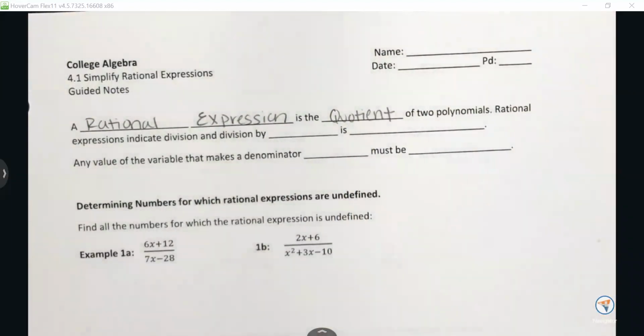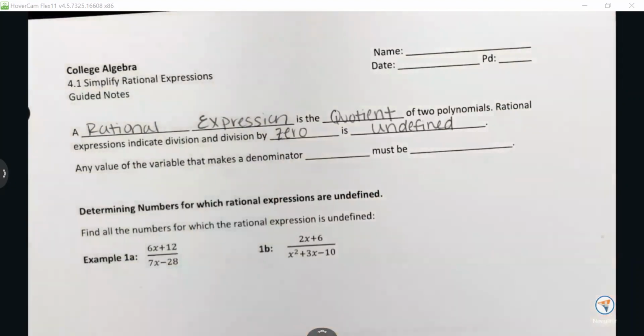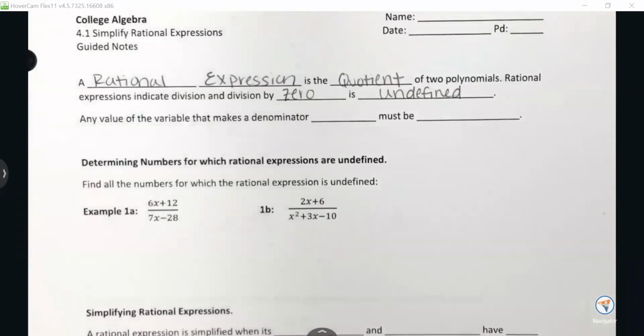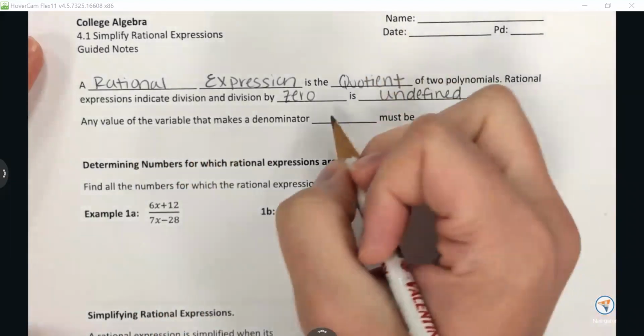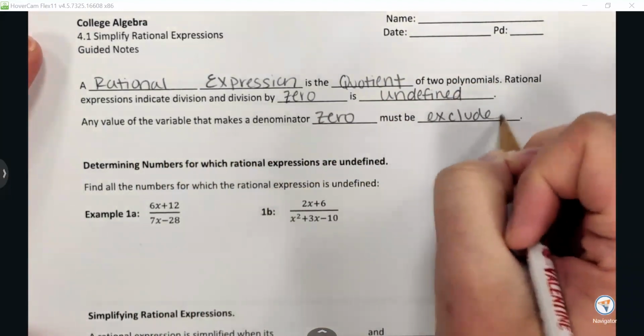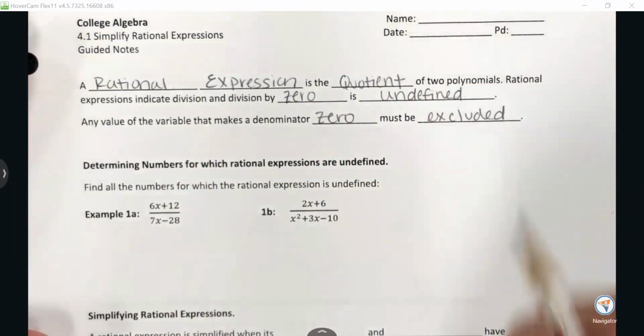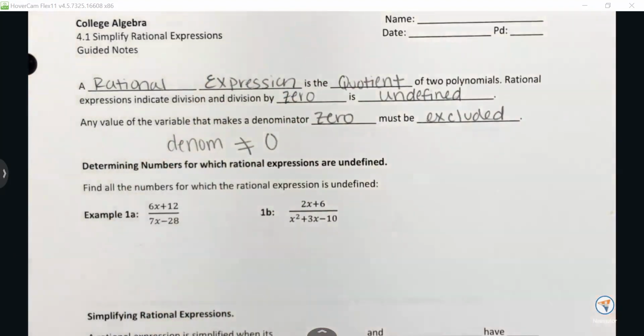A rational expression indicates division, and division by 0 is undefined. So I cannot define or divide anything by 0. So any value of a variable that makes a denominator 0 must be excluded. So all of that really wordy stuff just tells me my denominator cannot equal 0.